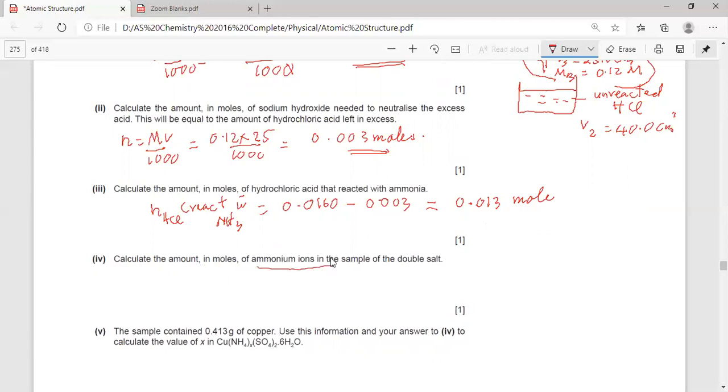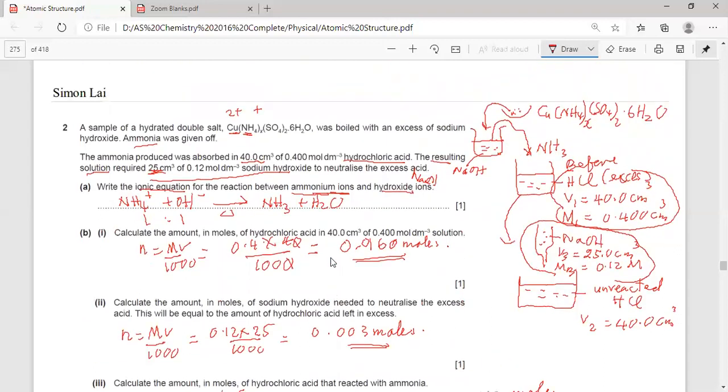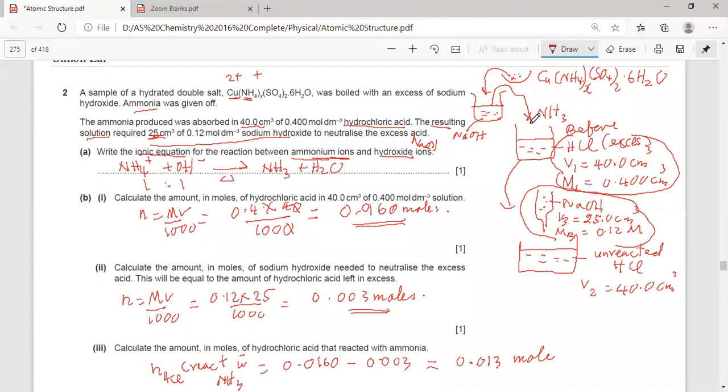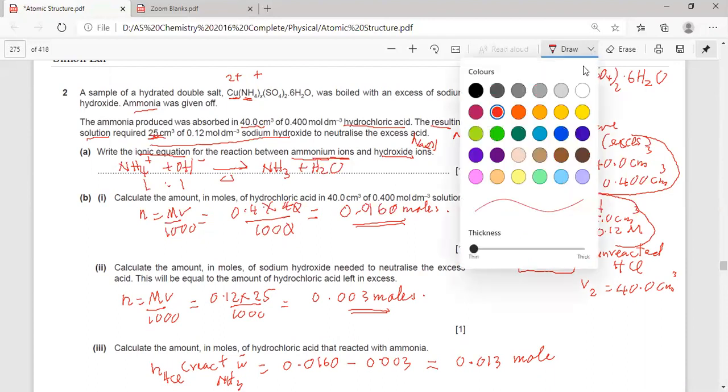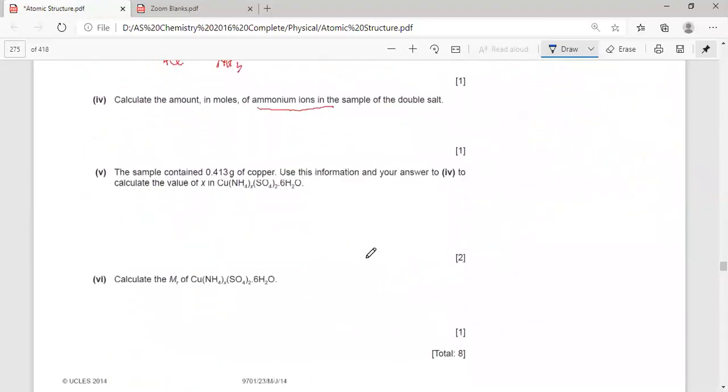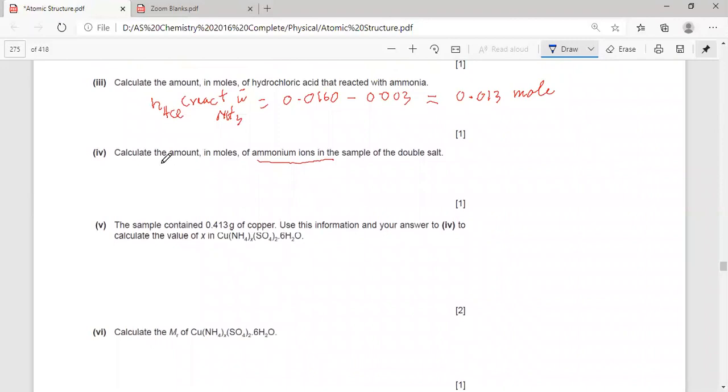I go backwards here, right? You can see the reaction here. Ammonia and HCl here. I'm going to use blue color, that's easier. Now this reaction here, I'm going to find how much ammonia is here. So how much of this is the amount of HCl reacted.